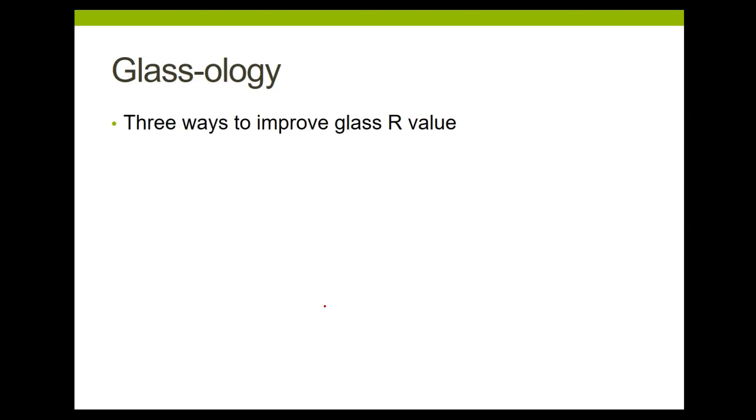What do we know about glass? Three ways to improve glass R value. Multiple panes, we have up to 3 now. Glass filling: the more we can get creative with how we fill that gap between the 2 panes, the better. And how do we keep the gas in there so it doesn't leak? And how do we keep it at a good pressure so we will not have a lot of pressure difference between the inside and outside?